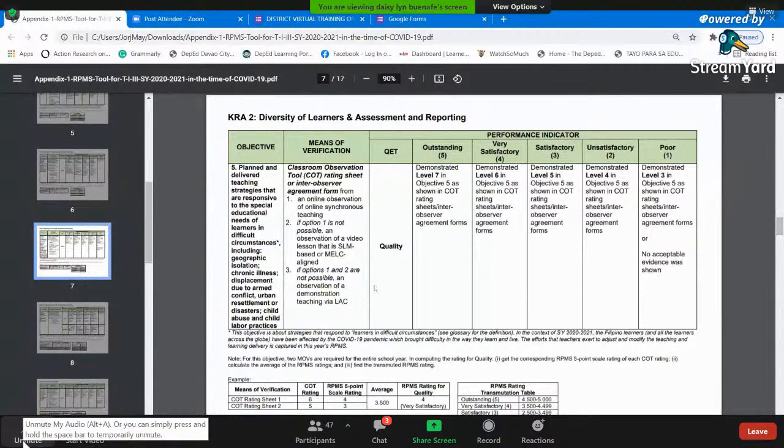The first is content knowledge across and within, and the second is this COT indicator, which is a bit difficult: plan and deliver teaching strategies that are responsive to the special educational needs of learners in difficult circumstances, including geographic isolation, chronic illness, displacement due to armed conflict, urban resettlement or disasters, child abuse, and child labor practices. There is no module or explanation for this, so the teacher must interpret it on her own so her lesson plan appeals that she addressed difficult circumstances.